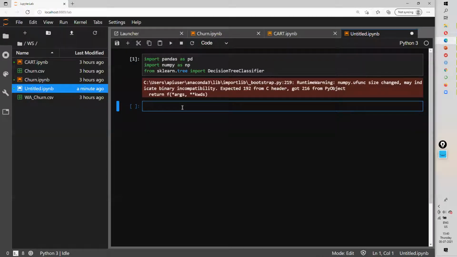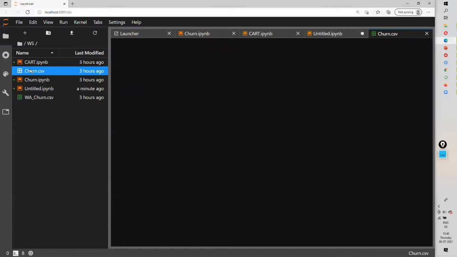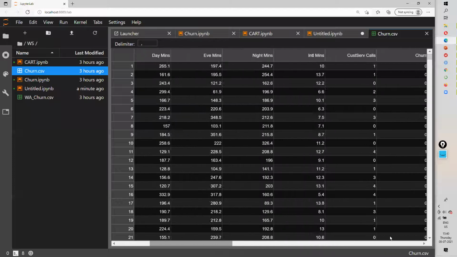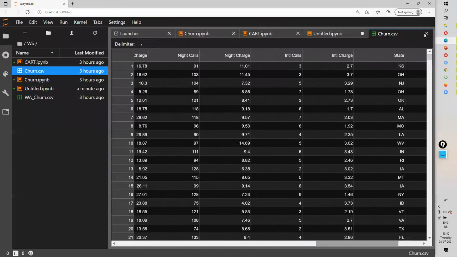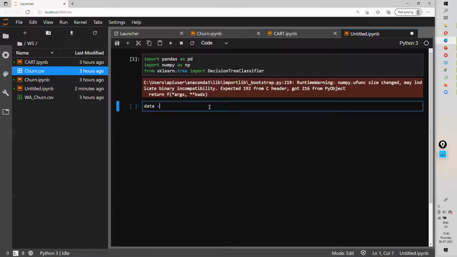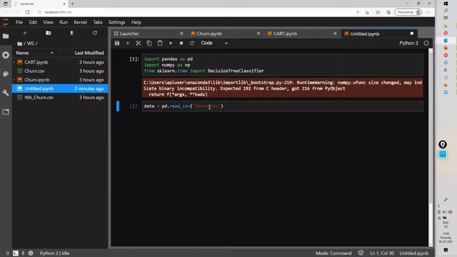Now we need to get the data. The data set is this one. There is a file called churn.csv. This is like predicting attrition. There are so many input variables, but let's read this into Python. So data is equal to pd.read_csv churn.csv.